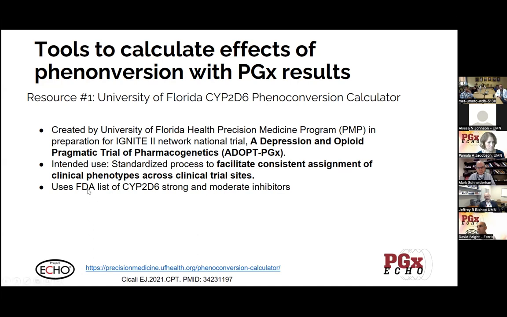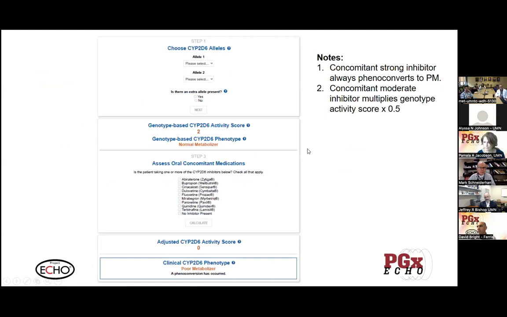This tool uses the FDA list of CYP2D6 strong and moderate inhibitors in its phenoconversion calculation, and it considers only CYP2D6. This is available at their web link here, and is a published and peer-reviewed resource in Clinical Pharmacology and Therapeutics. So this is a screenshot. I understand the resolution may not be all that we want to have here, but it gives you an overview of the stepwise process that you go through.